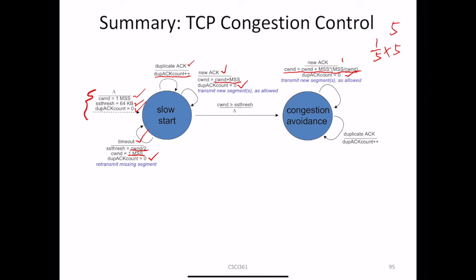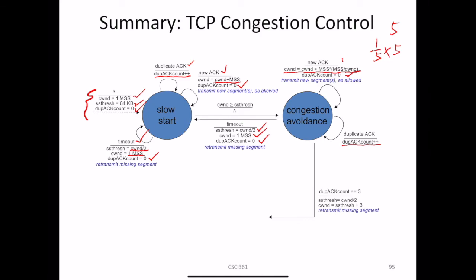Another possibility is when a duplicate ACK is received, it just increases this counter. And when the timeout happens, the threshold will still change to half of the window size, the congestion window is set to 1 MSS, the duplicate ACK count is reset to 0, and then don't forget to move the state back to slow start.